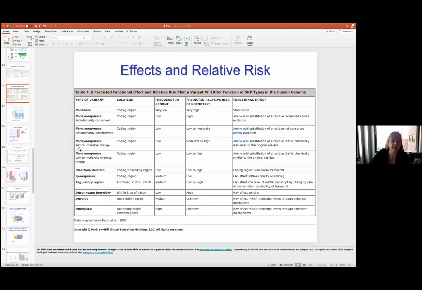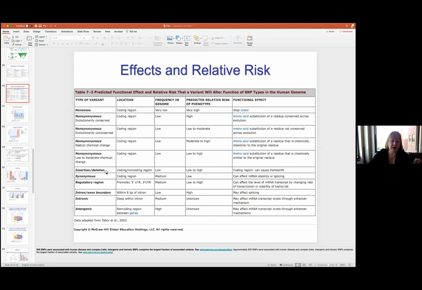Okay, so you can see 4 different types of non-synonymous changes. It makes sense that if your amino acid substitution is to an amino acid that is relatively similar to the one that had been encoded previously, then perhaps a good majority of the function is going to be preserved, particularly if it's not in an active site. Okay.